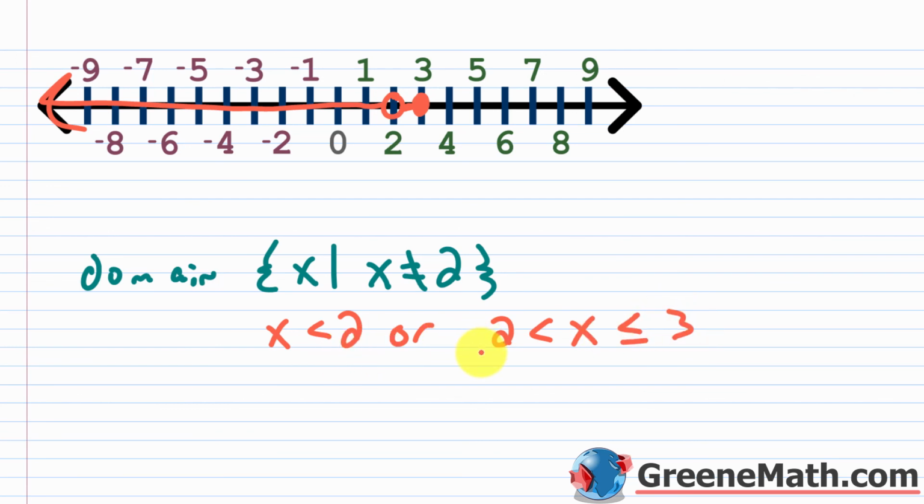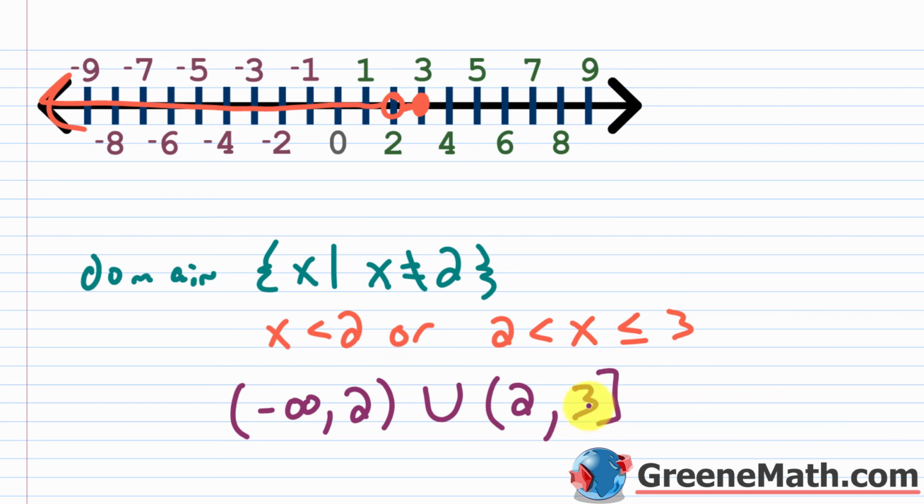2 has to be excluded. If you wanted to put this in interval notation, you would basically say from negative infinity up to and excluding 2. So you need to use a parenthesis here next to each. And it's the union with, basically you would have 2 excluded, so you put the parenthesis there. And then this is out to 3, so you put the bracket next to 3 because it's included.